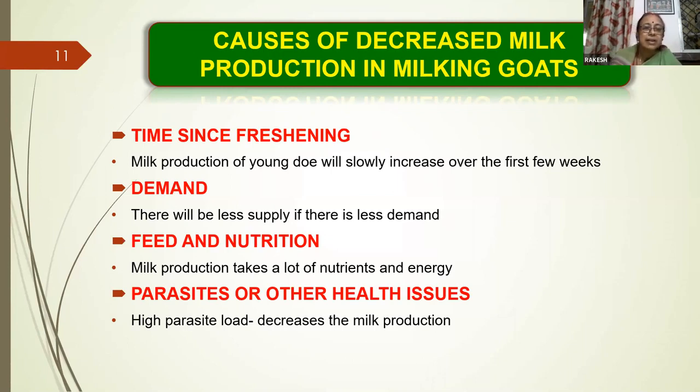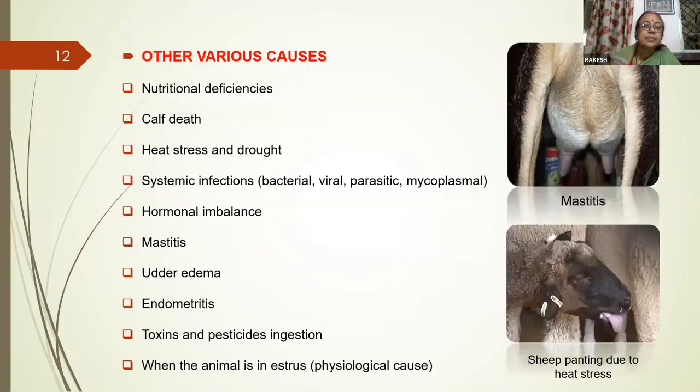The feed and nutrition: milk production takes a lot of nutrients and energy, so balanced feeding and nutrition is very essential during the lactation period. Some parasites, endoparasites and ectoparasites, also have a bad effect on the health status of the animal. A high parasite load decreases milk production. Other causes are nutritional deficiencies, as I told you: calcium, phosphorus, magnesium deficiency, macrominerals, and microminerals. These should be balanced. A balanced diet should be given.